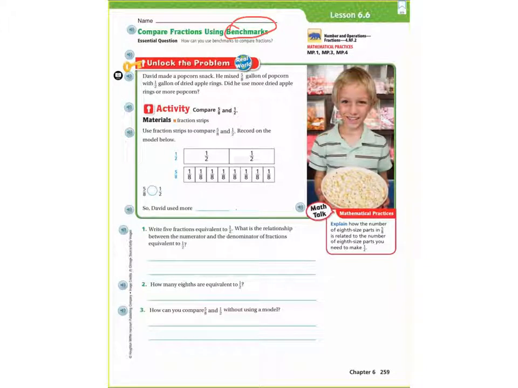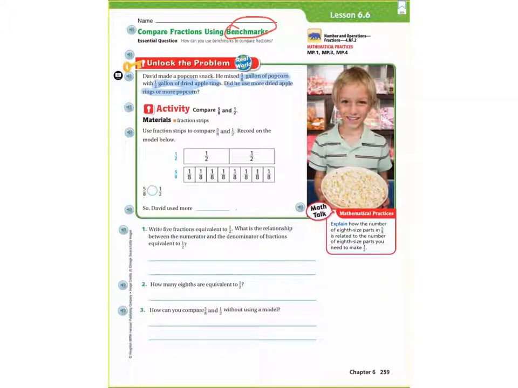We're talking about David. Now remember, you know what Mr. Carey likes to do? I like to highlight all the numbers that I need. I kind of ignore everything else. Half gallon of dried apple rings, great. Okay, did he use more dried apple rings or more popcorn?